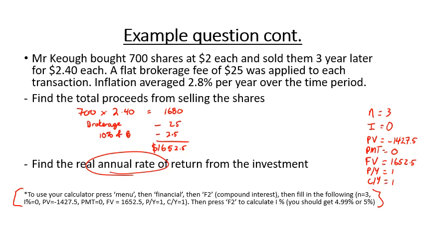So once I've done that, down the bottom of my screen, I'm going to have a few options. I want to press F2, and that's going to calculate my interest rate. And what I should be able to then get, if I get an interest rate of 4.99%, or we can round it up to 5%.